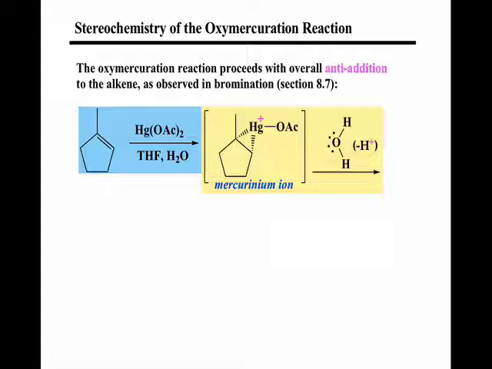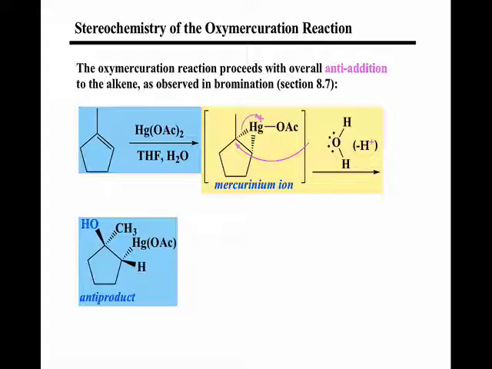Okay. And now what happens, of course, is the water attacks the carbon that has the weakest bond, right? And we form the oxymercuration species. And so you can see here that the OH and the mercury are anti to one another. Very similar to how we saw bromohydrin formation with bromine and water, right? That gave anti-addition as well. So nothing really new here.